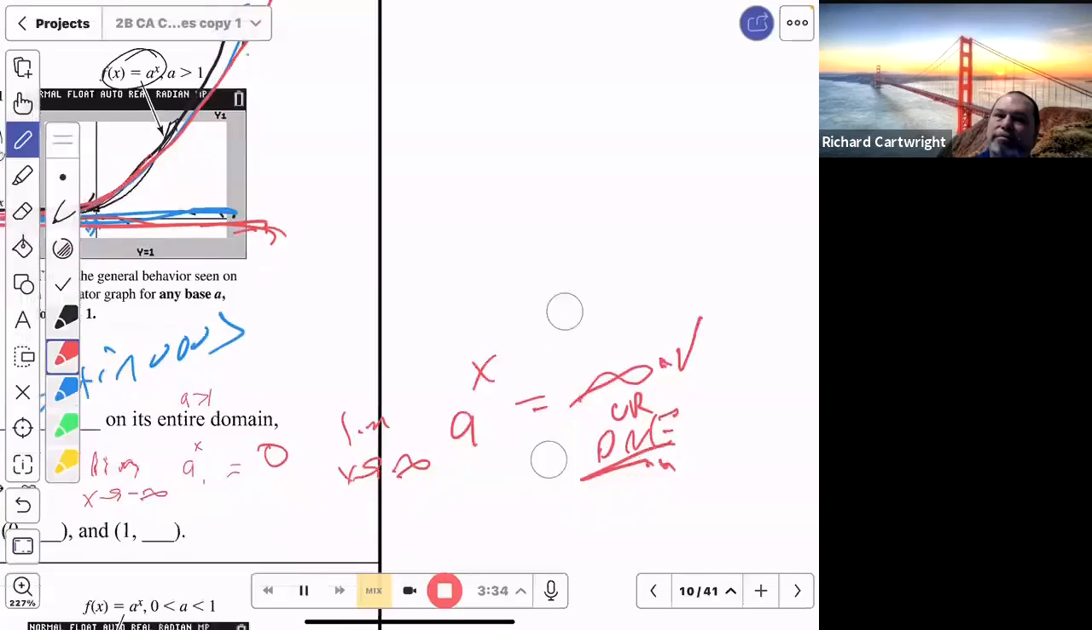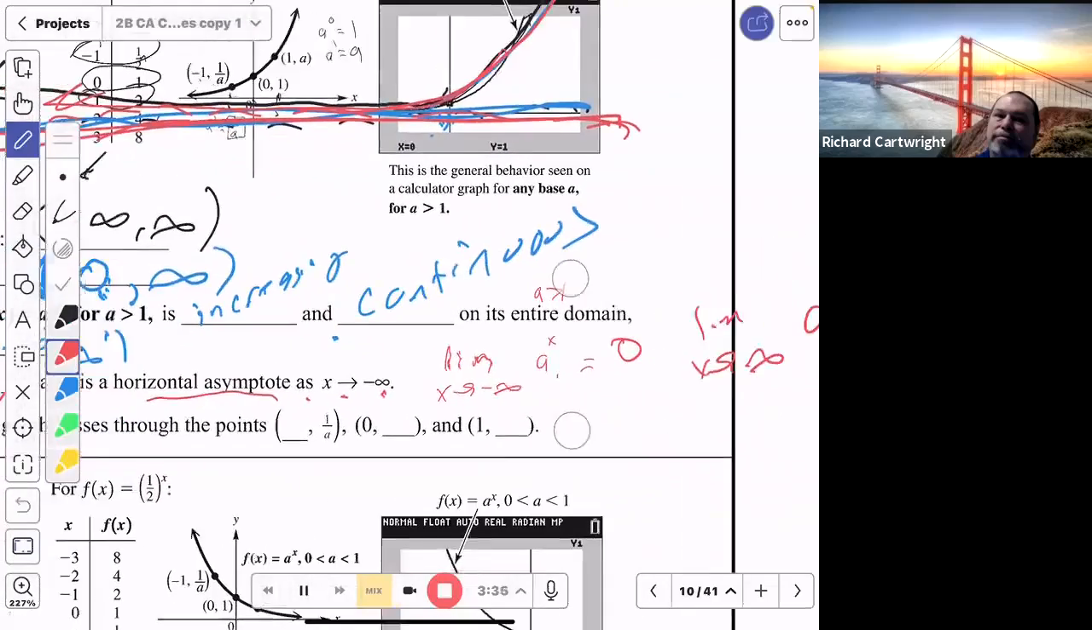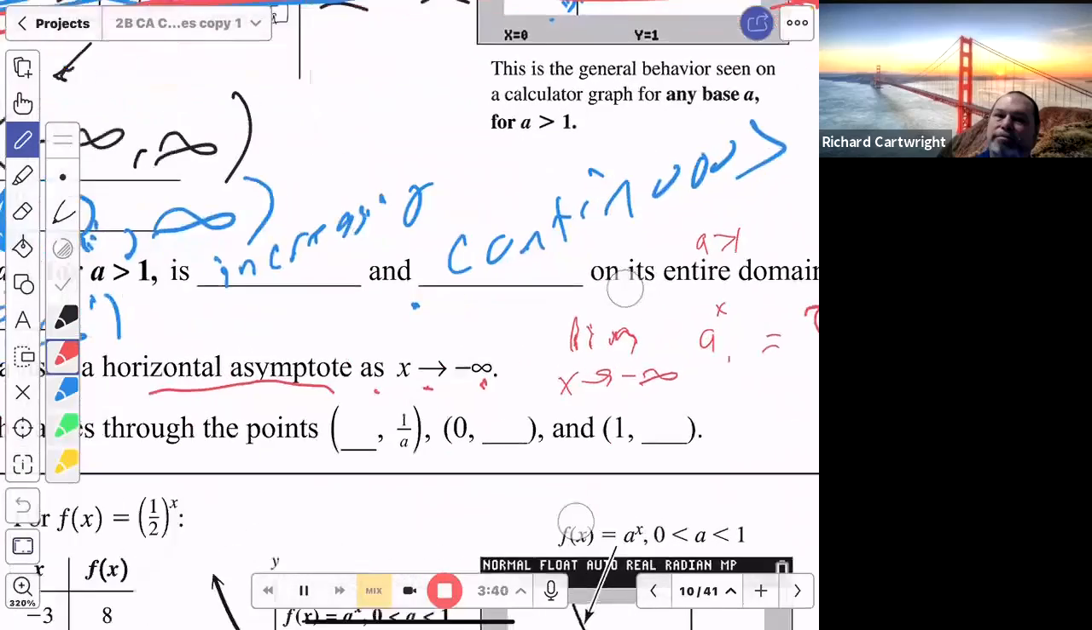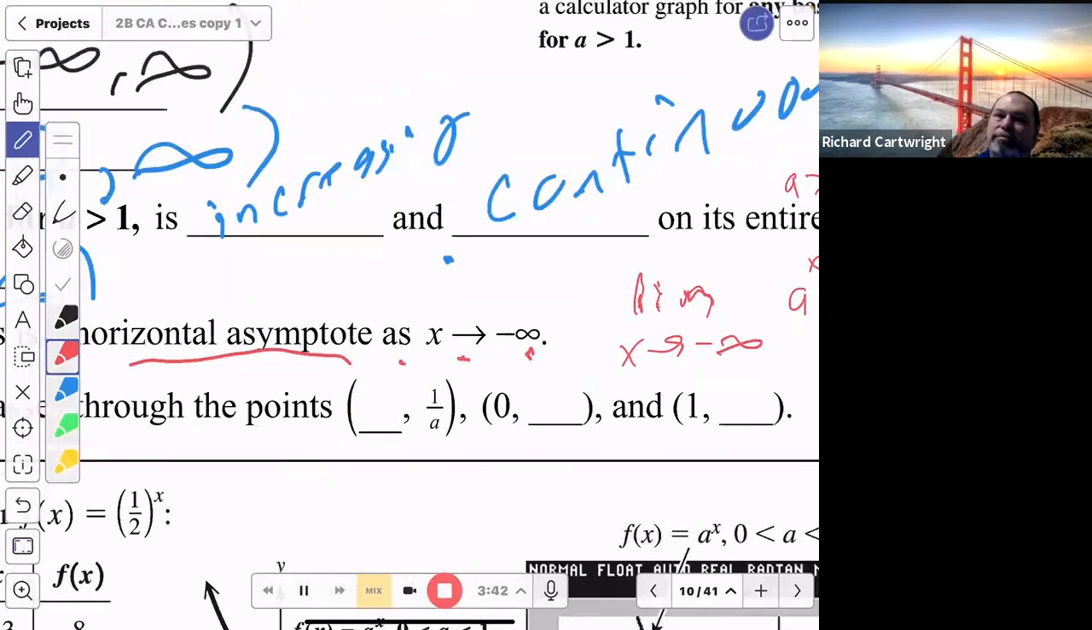Okay? And what else do I have to put here? Okay, the 3 points that he was wanting you to realize: that you get 1 over a when x is -1, and when x is 0, you get 1. And when x is 1, you actually get a, whatever the a is.